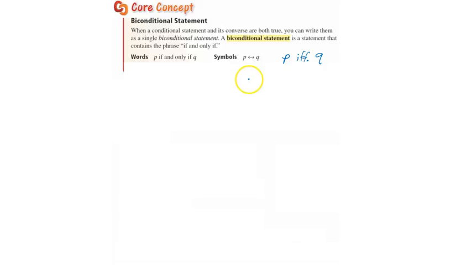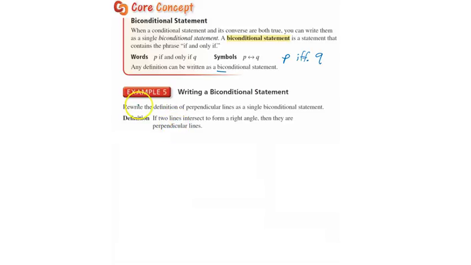And if you recall from our last lesson, for definitions, the conditional statement and converse are pretty much the same thing. You can call it if P then Q, you can call it if Q then P. So any definition can be written as a biconditional statement. Here's an example. Let's rewrite the definition of perpendicular lines from the last lesson as a single biconditional statement.